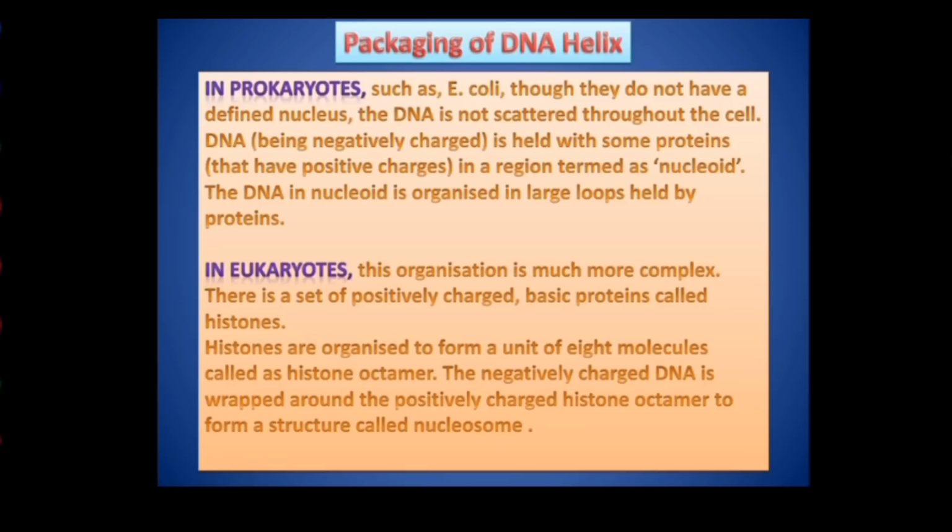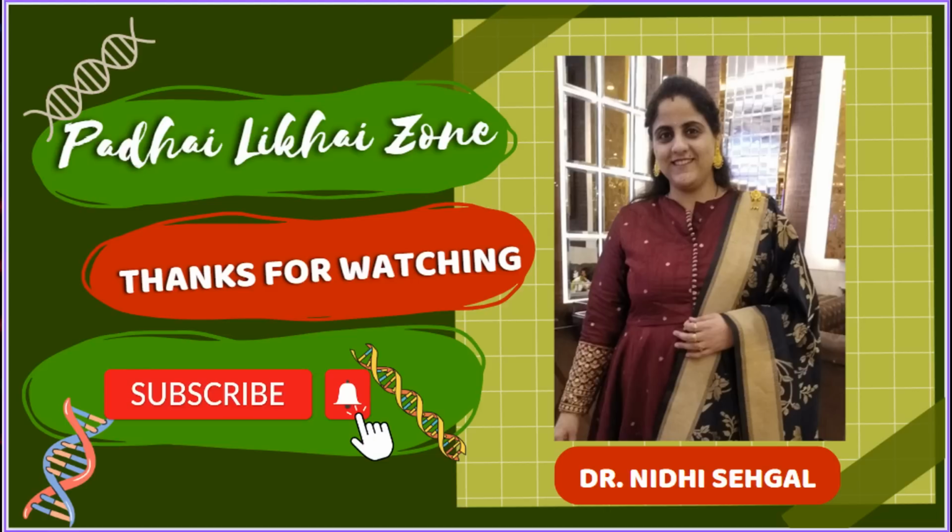But as the DNA is negatively charged because of the presence of negatively charged phosphate, and proteins are positively charged, both the opposite charges attract each other, and they are accommodated or concentrated in one region. So that region is known as nucleoid, right? So in that way, DNA in the nucleoid is organized in very large loops held by the protein, right? So this is the arrangement of packing of DNA in the prokaryotic cell. Now let us move ahead with the eukaryotic cell.